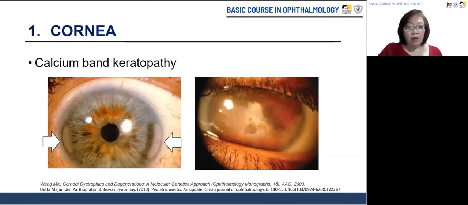In the cornea, calcific band keratopathy may be present. Calcific band keratopathy is subepithelial deposition of calcium primarily in the form of hydroxyapatite in the epithelial basement membrane, Bowman's layer, and the anterior stroma of the cornea. They usually start at the temporal and nasal areas, as shown by these two arrows, but they may progress to cover the entire interpalpebral area of the cornea.